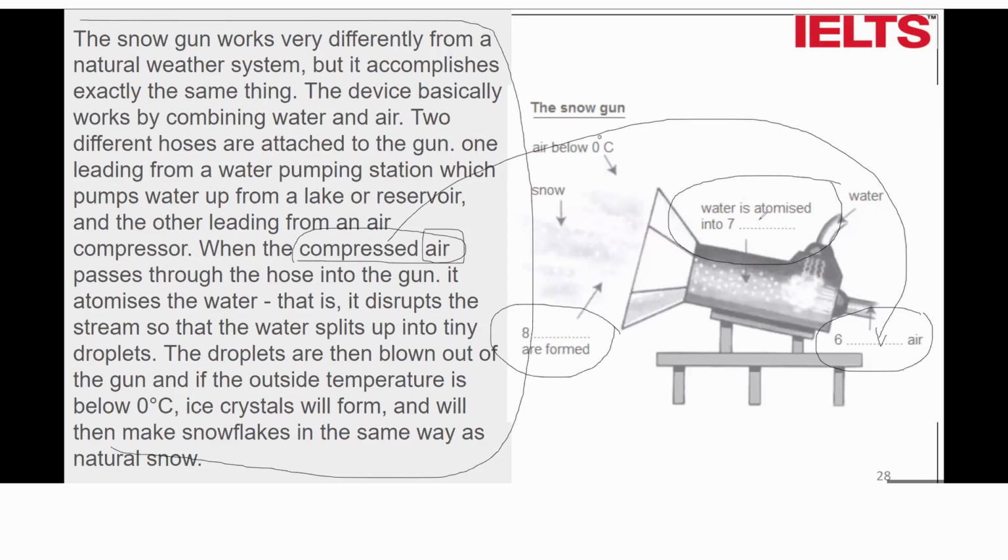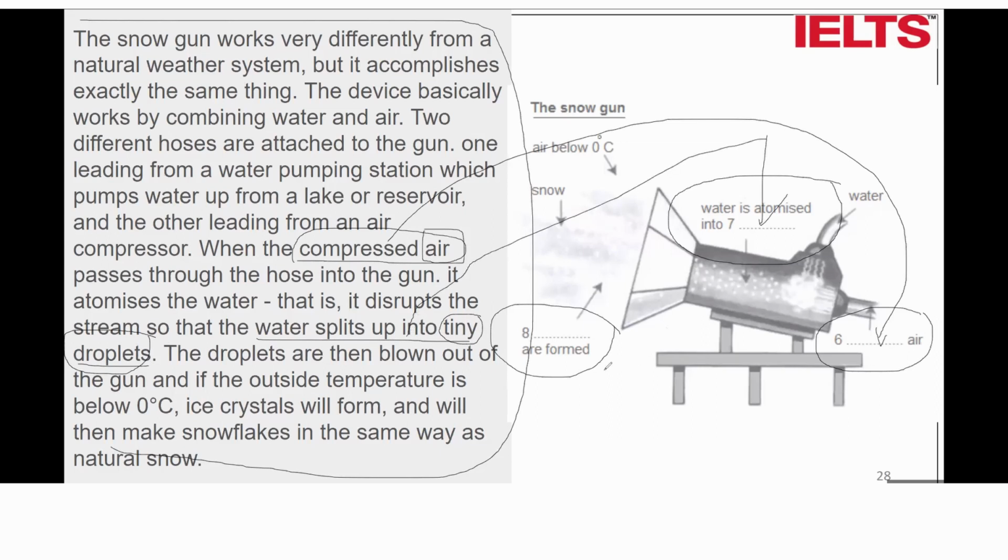So water is atomized into something. This is Academic Reading. It is common for both. Okay. It is passage 3. Water is atomized into something. What is water atomized into? Tiny droplets. Water splits into tiny droplets. Great. So your answer to this question is tiny droplets. So now water is atomized into tiny droplets. So we find it here.